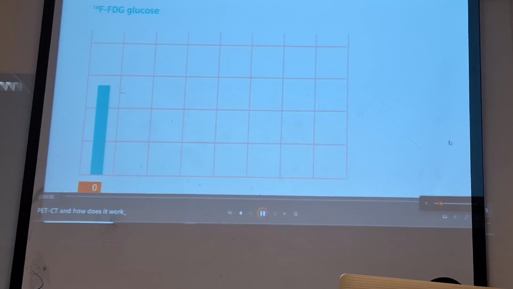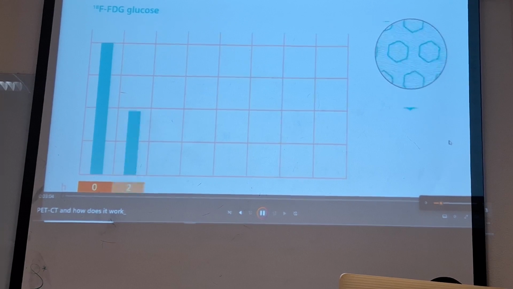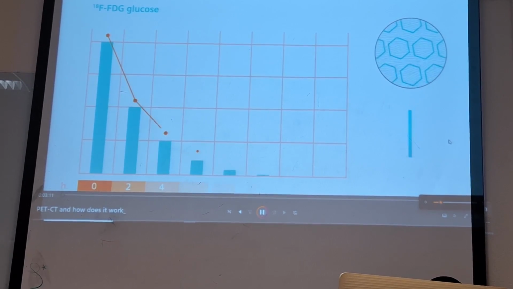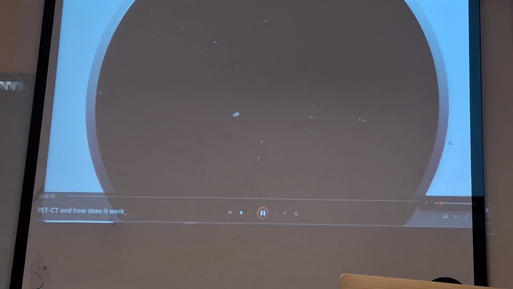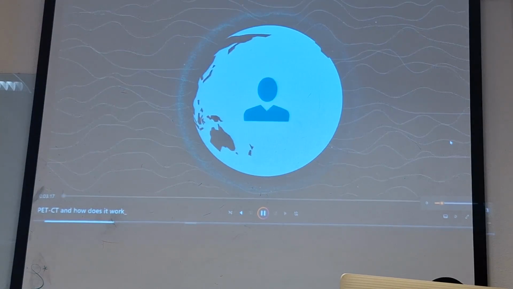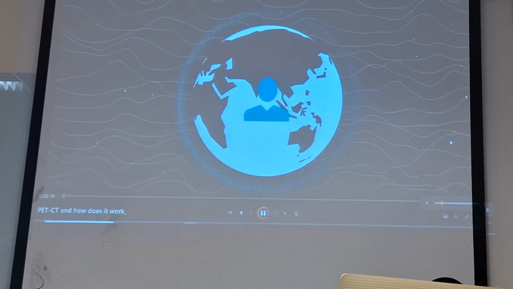(18F-FDG) glucose has a short half-life. After 2 hours, only half of the radioactivity remains. After 4 hours, only a quarter, and so on. The radiation dose from the two examinations corresponds, on average, to the annual natural background radiation to which every individual is exposed.